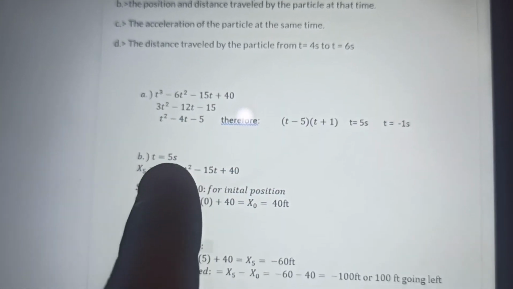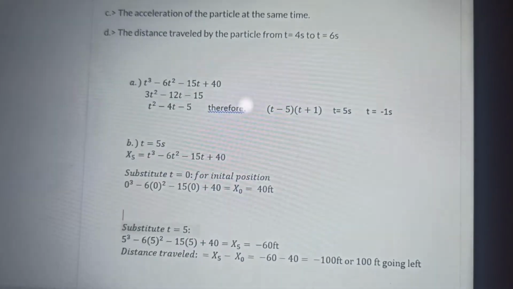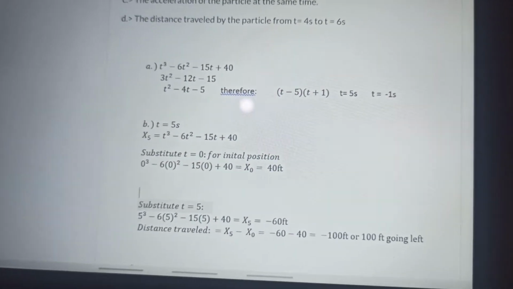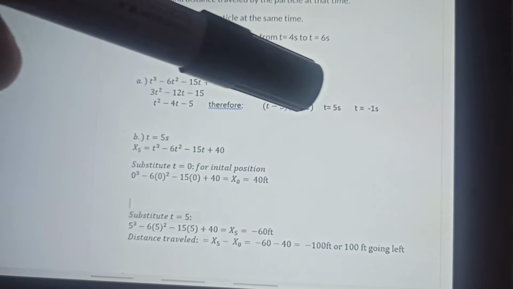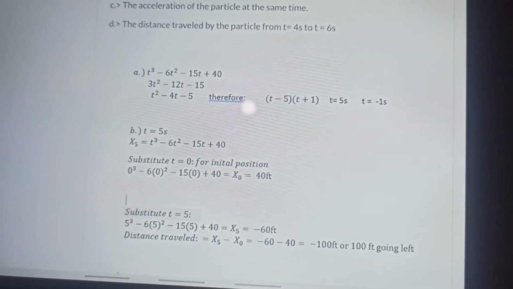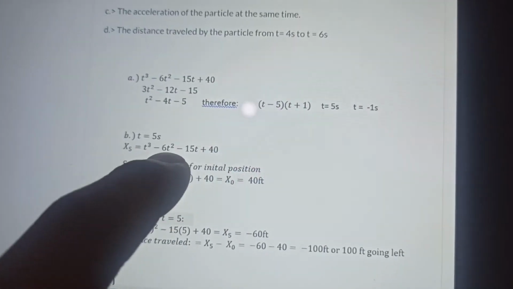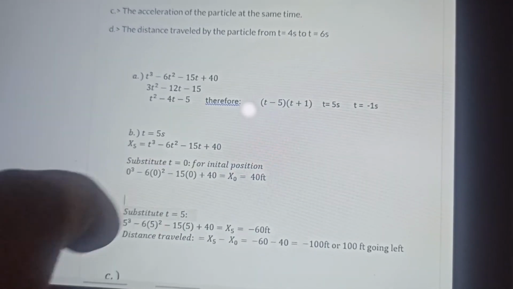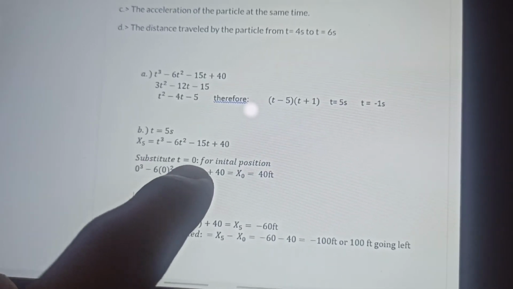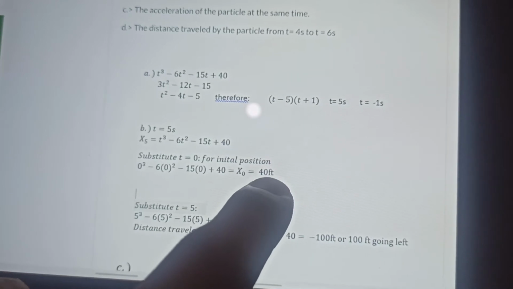So, using t equals 5 seconds, let's find the position and distance traveled by the particle at that time. At that time, we got 5 seconds. First, let's substitute 0 into our equation to get the initial position. Substituting 0 for the initial position, I get 40 feet.